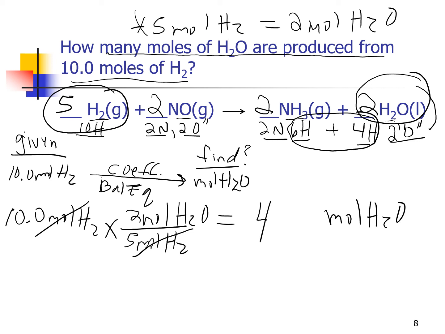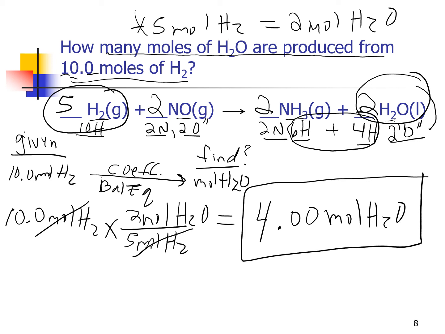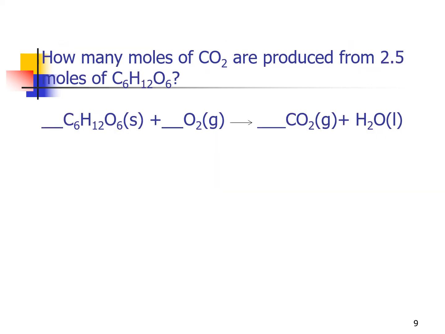And then for significant figures, we have 3 given in 10.0, so we're going to need to add 2 zeros, so we have 3 sig figs. So my final answer is 4.00 moles of water.